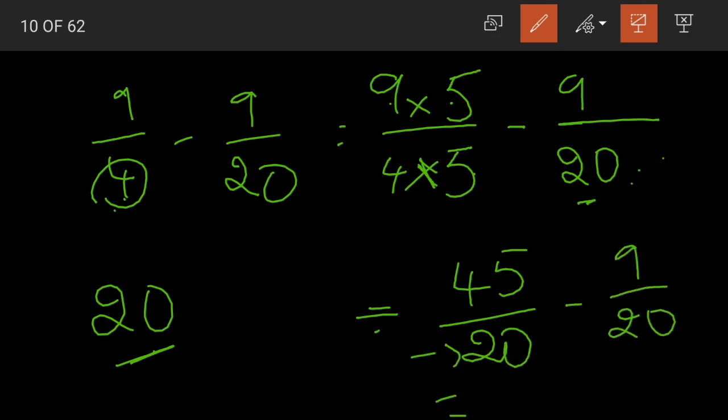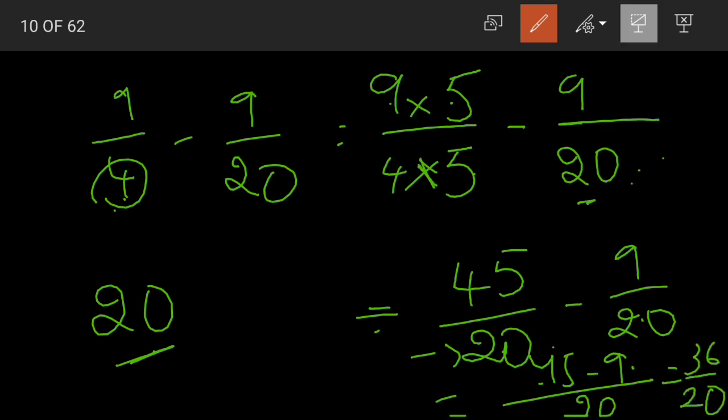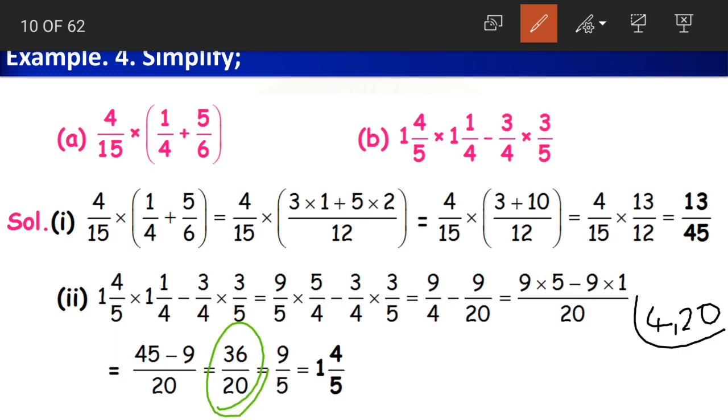Now as both the denominators are same, we can simply subtract the numerators. 45 minus 9 divided by 20. Yes students, what is 45 minus 9? That is equal to 36 by 20. Yes, that is equal to what? 36 by 20. Clear students?